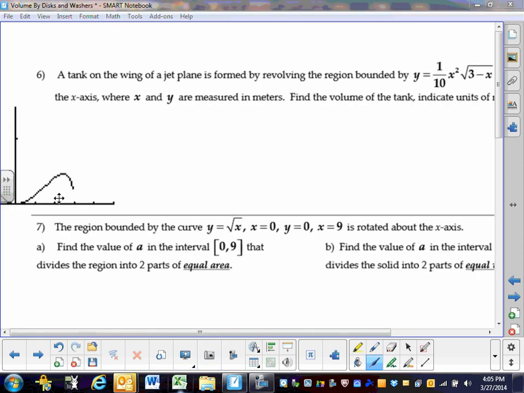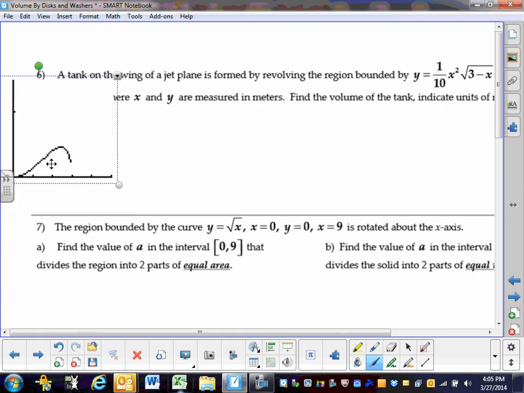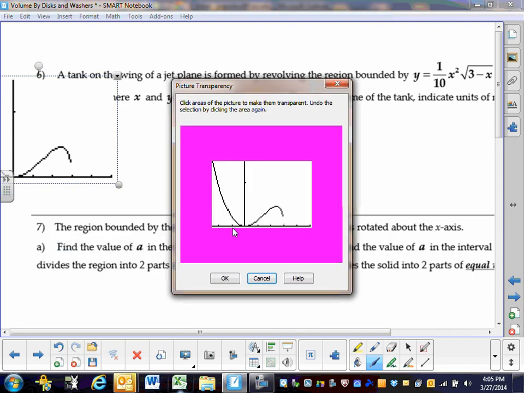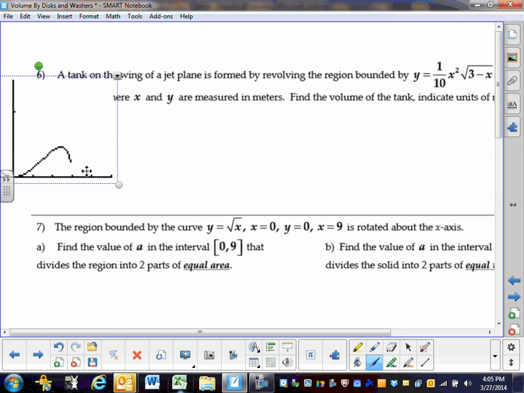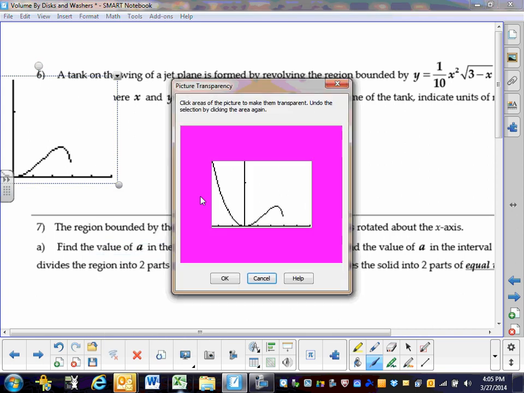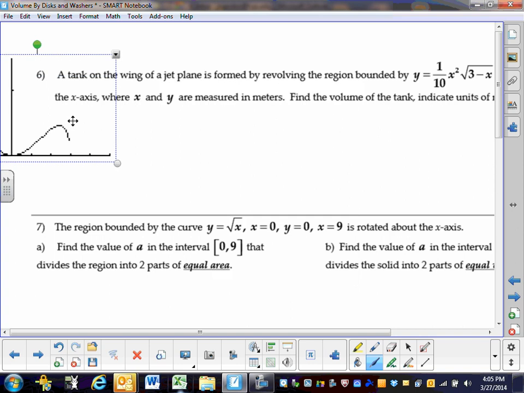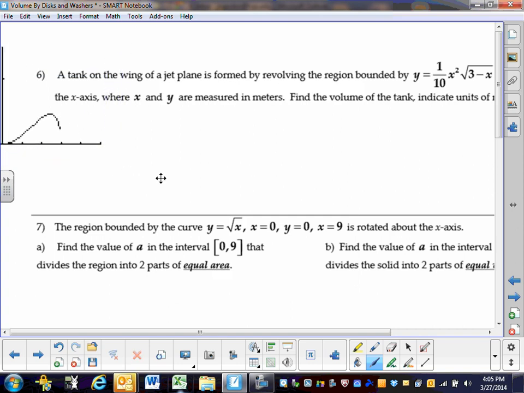Okay, so for this next section, I'm going to zoom out a little. Let me set my transparency a little bit here. We have something weird going on. I just want to be able to move my graph up a little to see. So what we have is this space being rotated around to make the fuel tank of the plane.